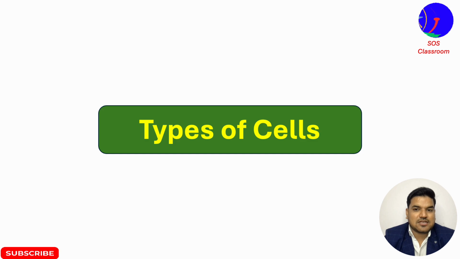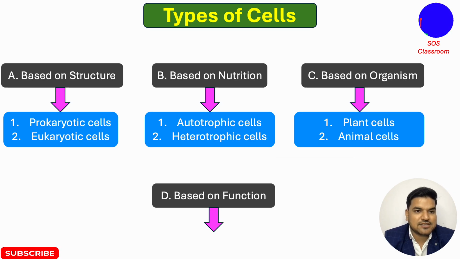Next, we discuss the types of cells. There are different types of cells divided based on different criteria. There are four criteria: based on structure, based on nutrition, based on organism, and based on function. Based on structure, there are two types: prokaryotic, especially the bacterial cells, and eukaryotic, in plant cells and animal cells. Based on nutrition, autotrophic, where nutrition is made by the cell, and heterotrophic, where nutrition is taken from other sources. Based on the organism, there are plant cells and animal cells.